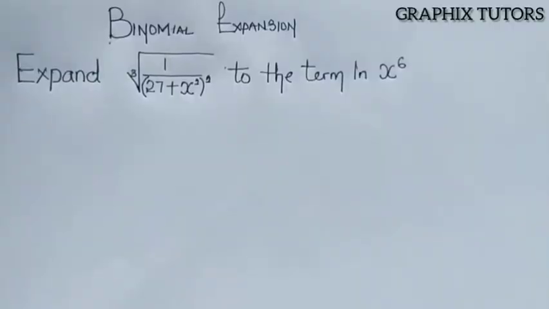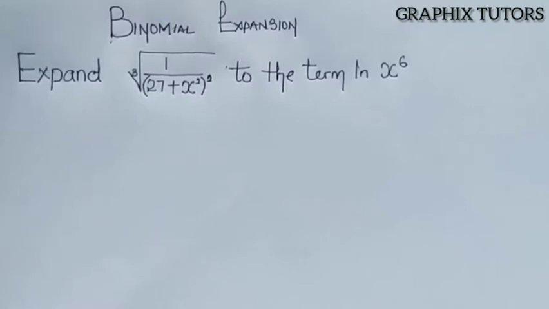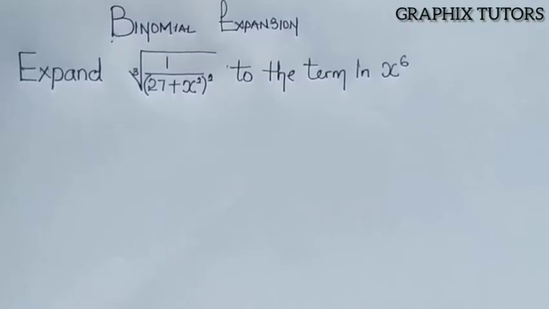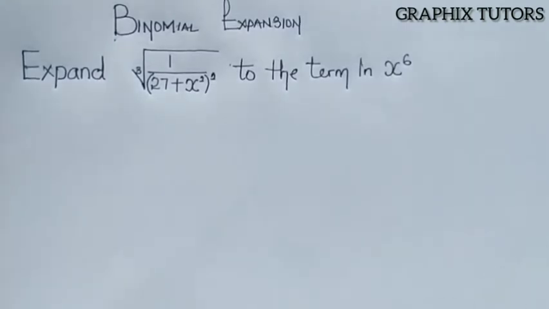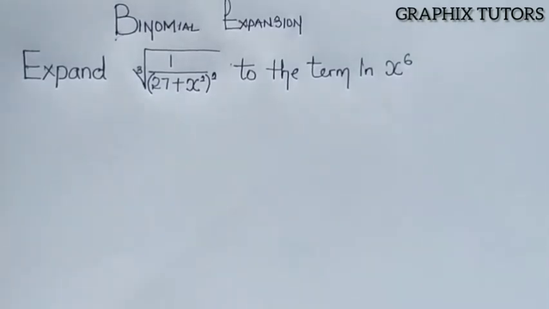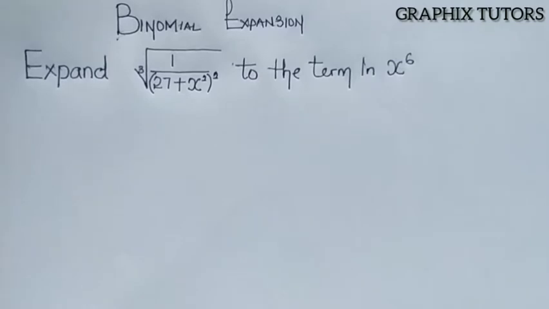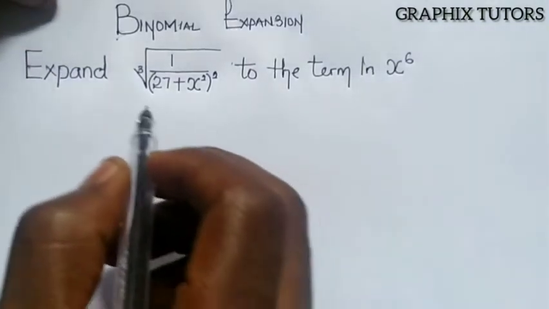Now we are given this. It says expand the cube root of 1 over (27 plus x squared) all squared, and find the term in x raised to power 6. Now whenever you are told to look for the term in x^6, that means the coefficient of x^6, right? What you have to do is use a formula, and the formula goes like this.